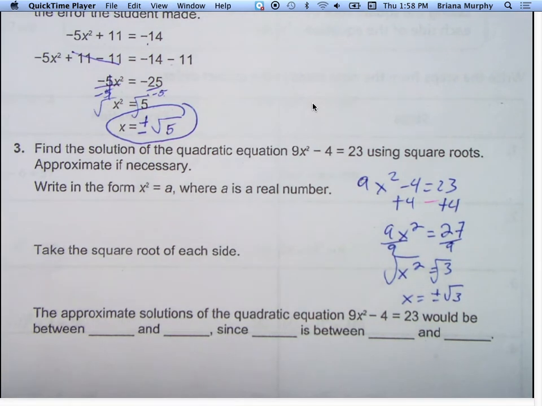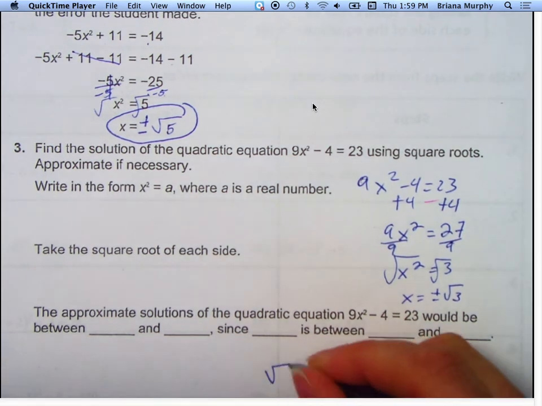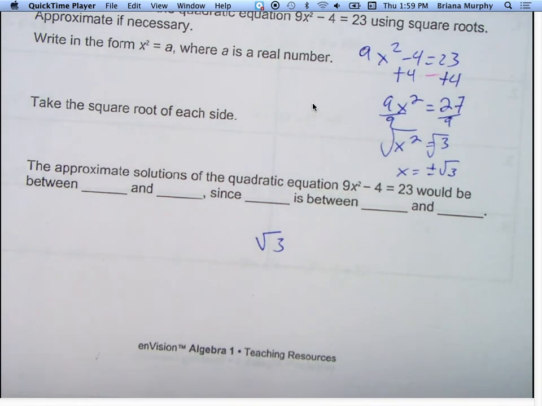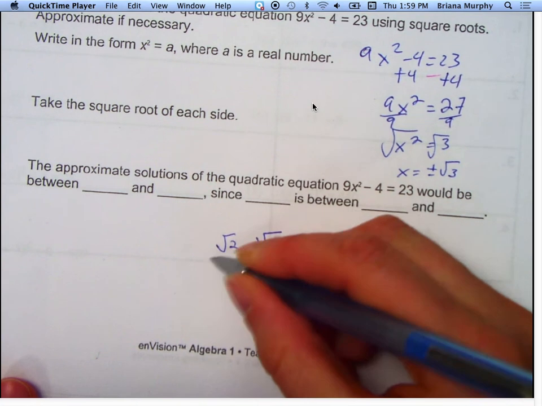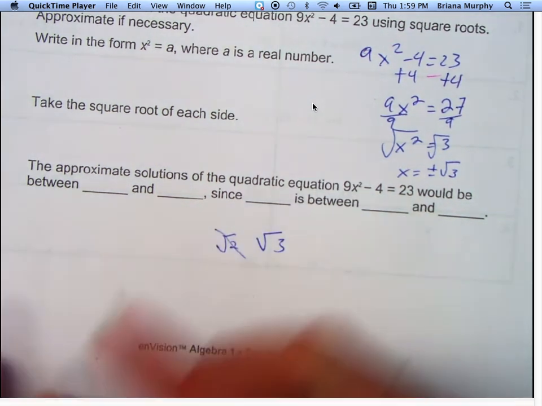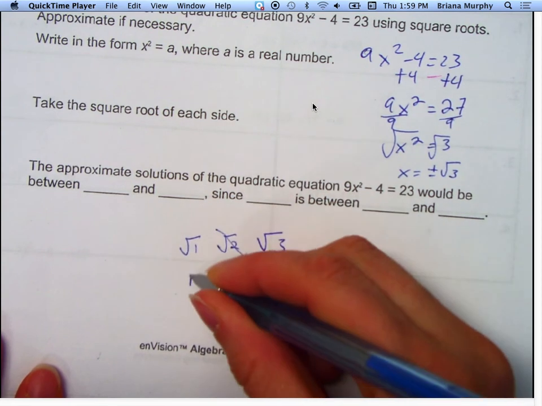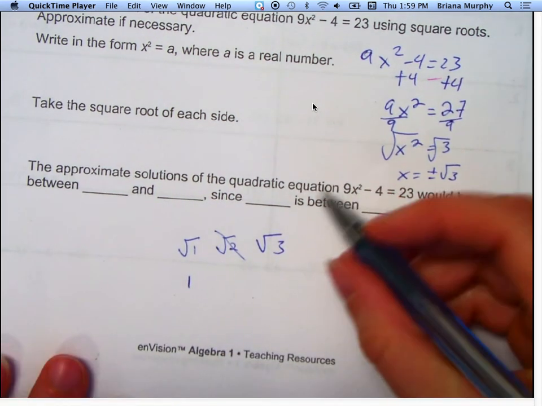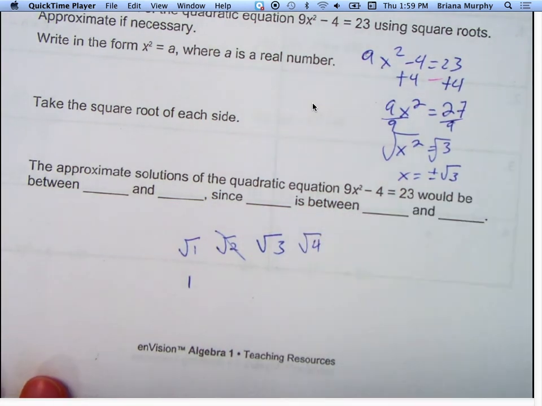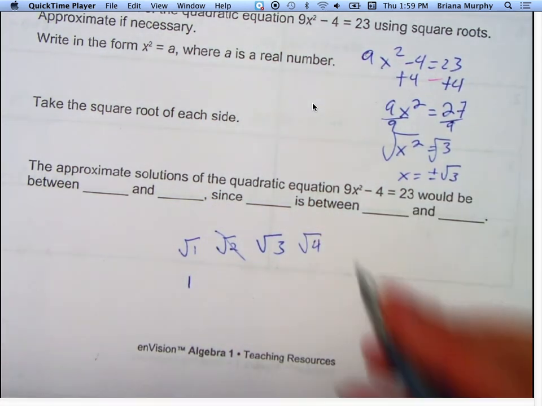Okay, so what does the square root of 3 give us? If we have square root of 3, what's the square root that's smaller than 3? Square root of 2 would be smaller, but that doesn't give me a good square either, so I'm not going to really look at that. What's smaller than the square root of 2 then? Square root of 1, and square root of 1 is going to give me 1, right? What is bigger than the square root of 3? Square root of 4, and is square root of 4 a perfect square? Yeah. What is it? 2.